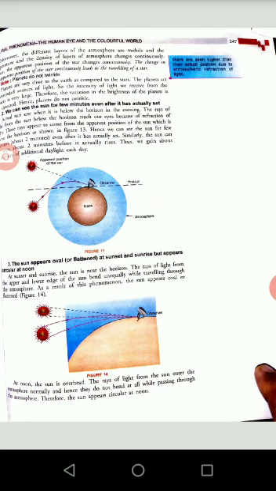Or we can say the stars are seen higher than their actual position due to atmospheric refraction of light. This is the concise and short version. We can say that the stars are seen higher than their actual position due to atmospheric refraction of light. Therefore, the star seems to twinkle.